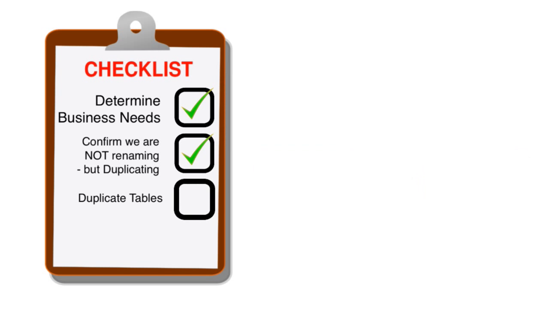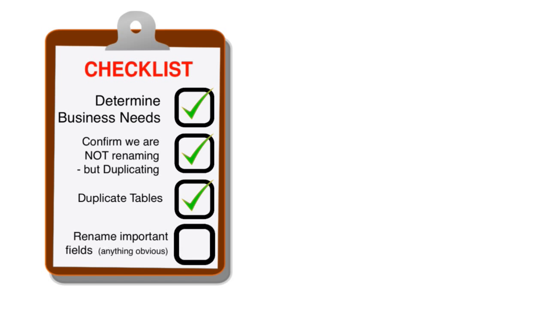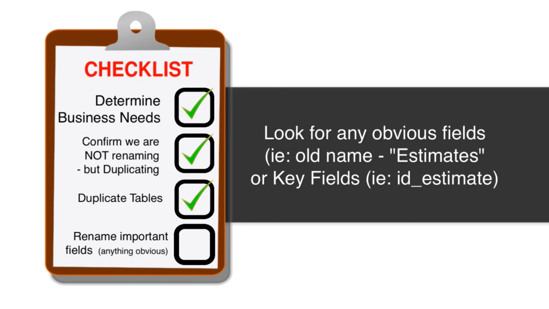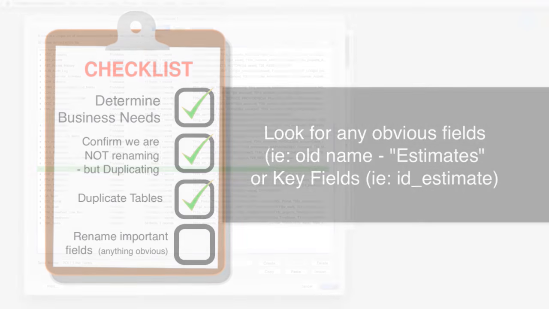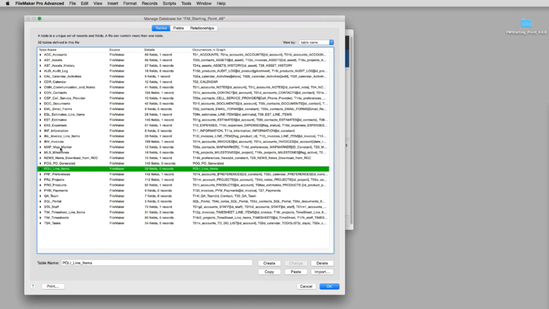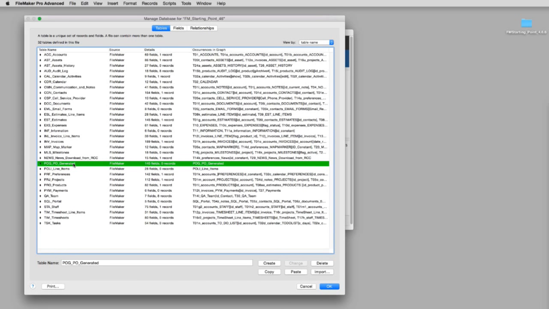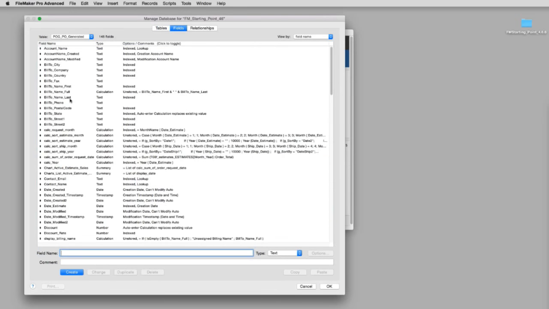So then the next step after that was to duplicate the tables. We did that in the previous video. So the next step is to dive into these duplicated tables, identify important fields, key fields, and rename them. So once again, I'm going to look for anything obvious that needs to be renamed, from estimates to POs, and also try to identify any key fields along the way. So what I've done is I duplicated the tables. Once I have the tables created, then renaming them is a snap. I'm going to go to the main PO table.